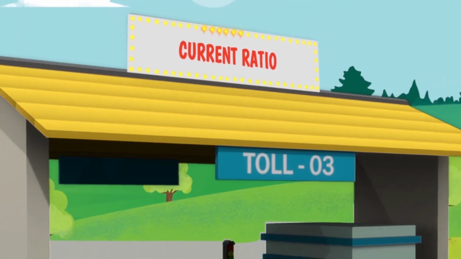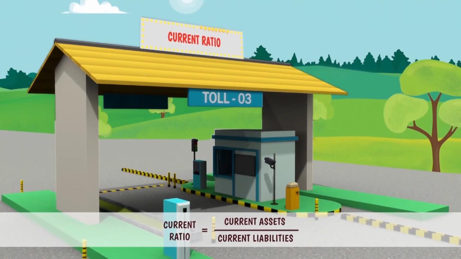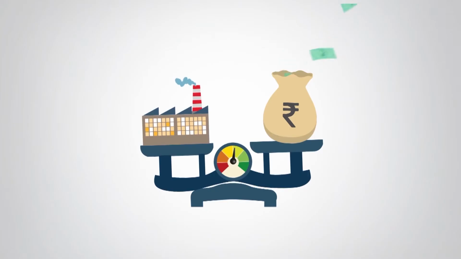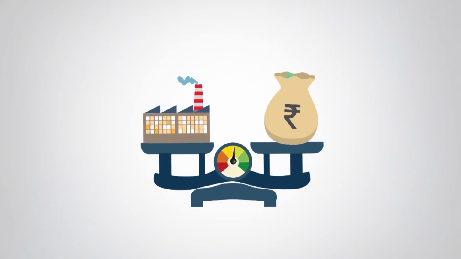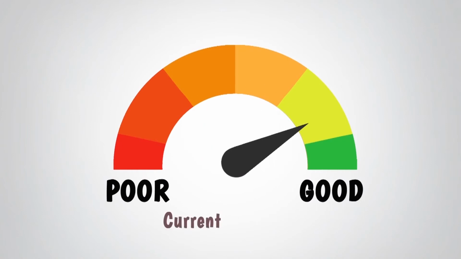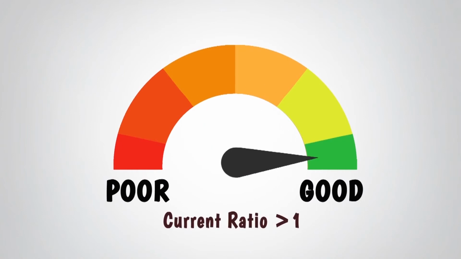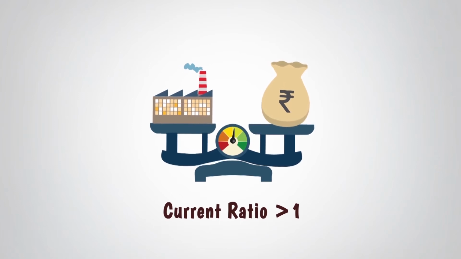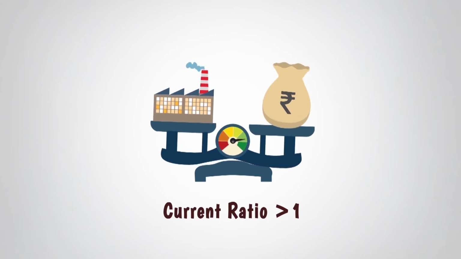The third ratio is the current ratio. This helps an investor determine the liquidity of a company, that is, how well it can meet its short-term debts and obligations through its short-term assets. Usually this ratio should be greater than 1, which would indicate that the company is able to meet its day-to-day obligations without affecting its working capital cycle.